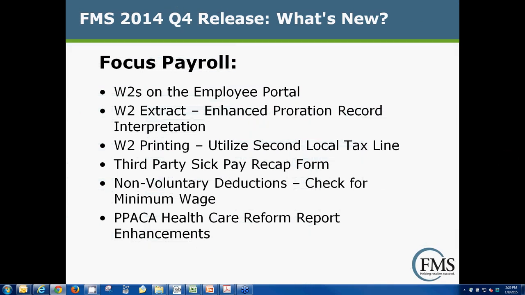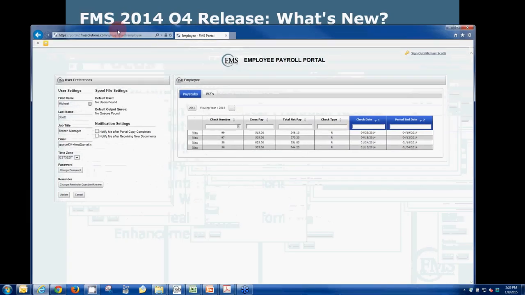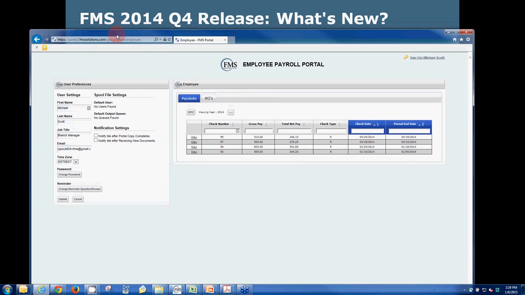The second thing we're going to talk about is the W-2s on the employee portal. We'll look at the actual output first, and then we'll look at how we get there. Basically, each individual employee, once they log into the employee portal, has the options of both looking at their pay stubs and viewing those, printing those, saving them, whatever they want to do. And now we have the W-2s tab as well.